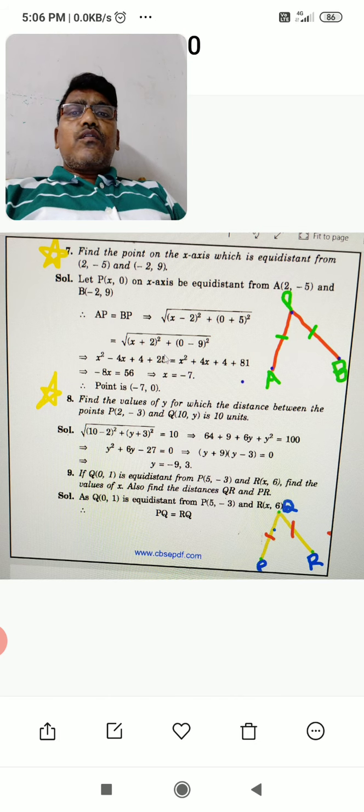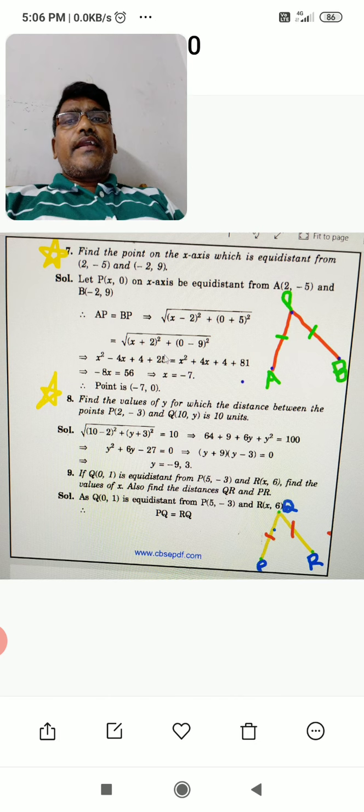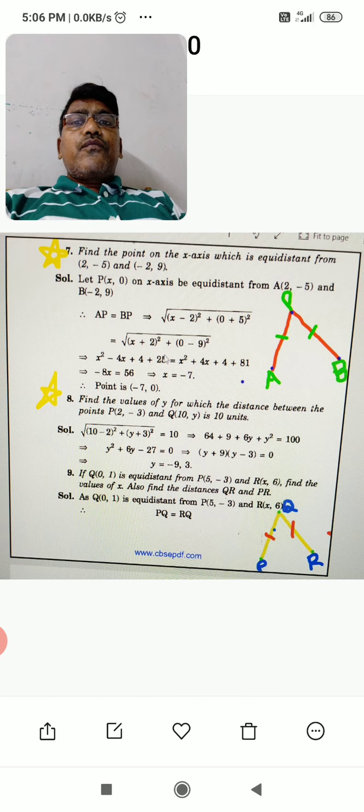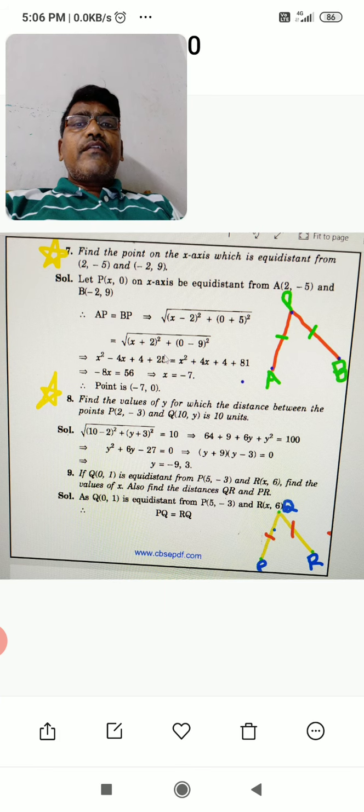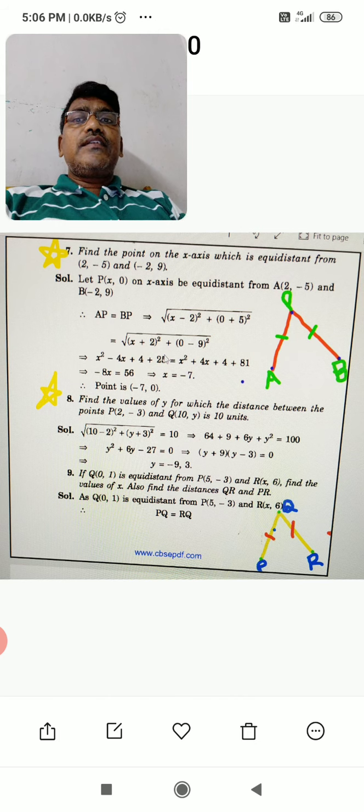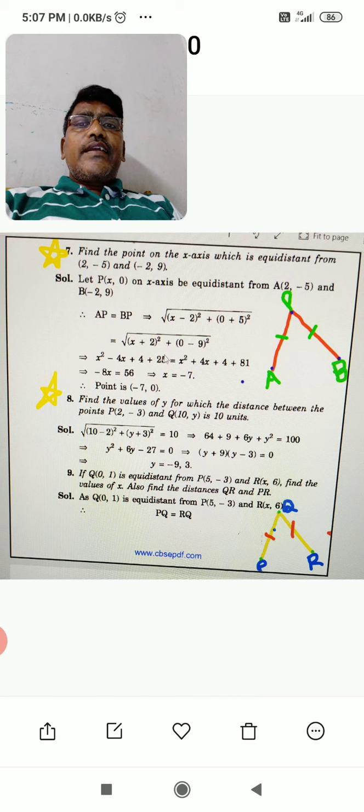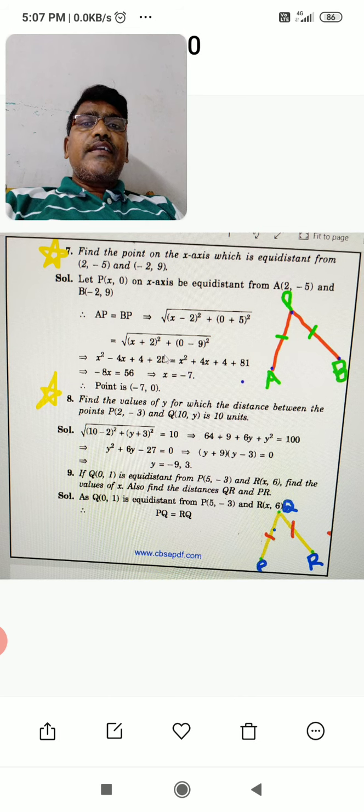Here we find out this value. Now you see question number 8, the next question. Find the value of y for which the distance between the two points is 10 units. I mean here we are not going to find the distance, the distance is given. Clear to you? The distance measurement is given as 10. Here you take the points already given: find the value of y for which the distance between the points P(2, minus 3) and Q(10, y) is equal to 10.